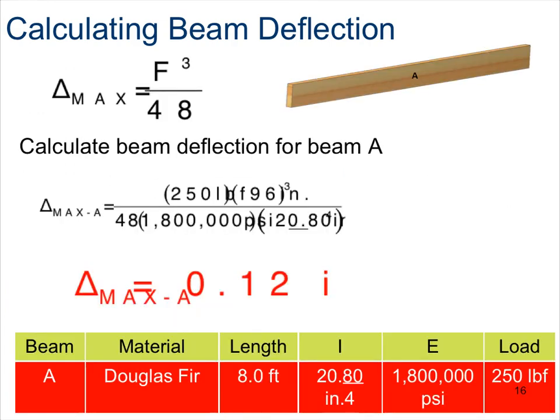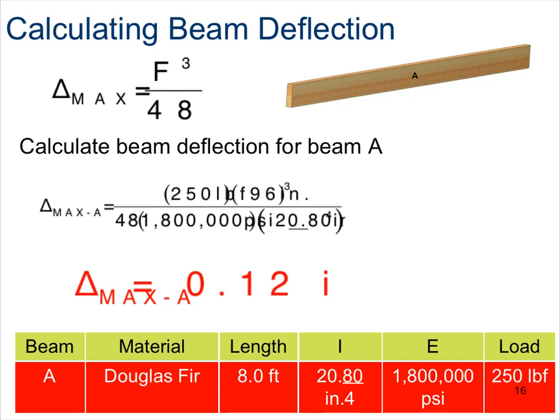So let's go ahead and calculate the maximum beam deflection for beam A, which was the Douglas fir wood. The length was given to us as 8 feet. Our moment of inertia was 28.8 quad inches. Our modulus of elasticity is 1.8 million pounds per square inch, and our load is 250 pounds of force. So if we plug those values in to the formula delta max equals force times length cubed over 48 EI, we'll get our answer. The one thing you need to make note of is that the length has to be in inches. So we got to convert 8 feet to inches. So I'll do 8 times 12, which is 96 inches.